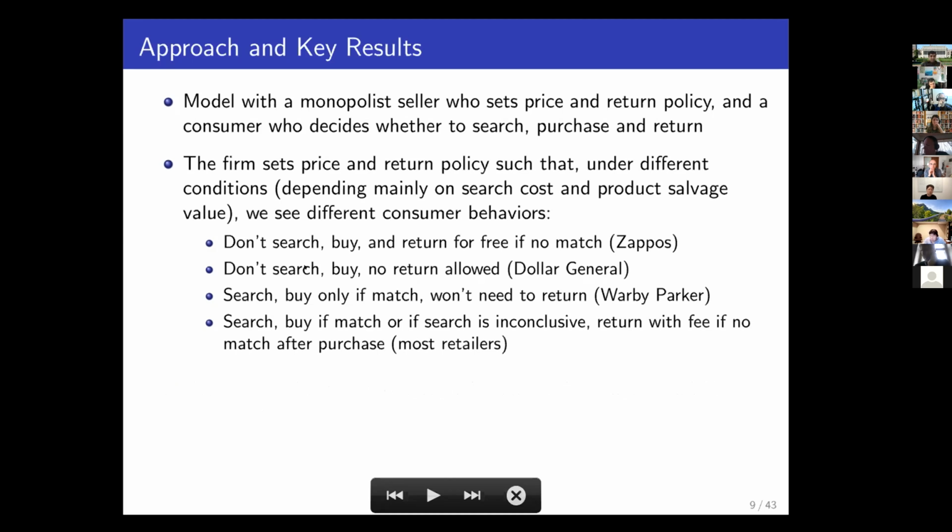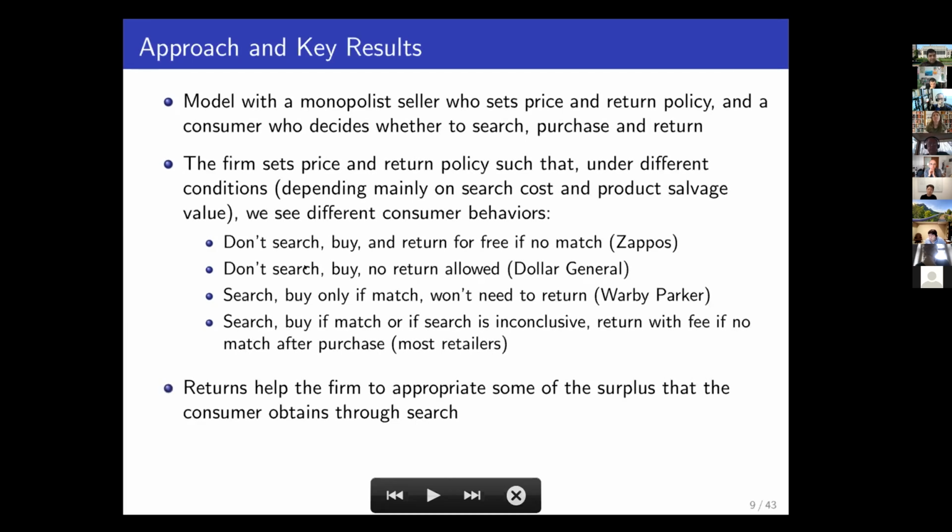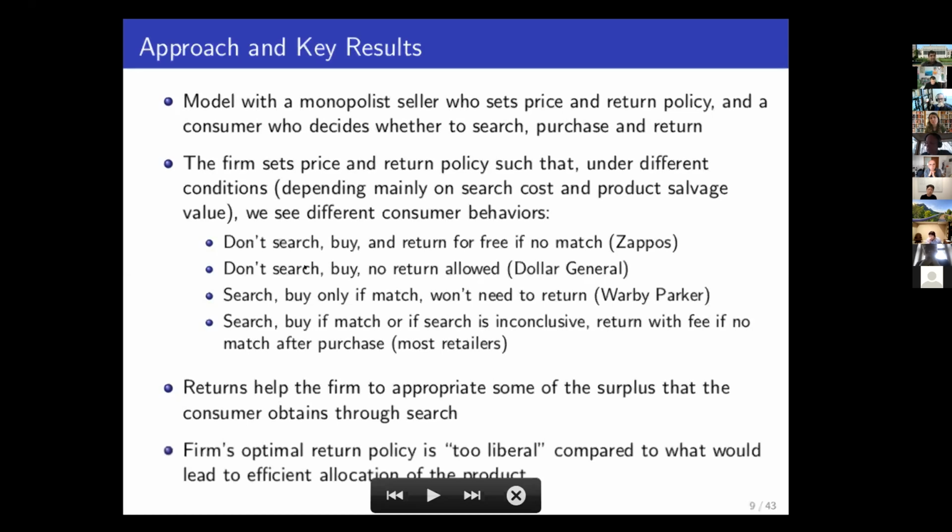And I think it's not surprising that we see all of these different outcomes, but what I find interesting is that the results make a lot of sense to me. In this case, it does make a lot of sense that this is what the firm does. And then at a higher level, what are returns really doing? Well, returns are helping the firm to appropriate some of the surplus that the consumer obtains through search. So that's also fine.